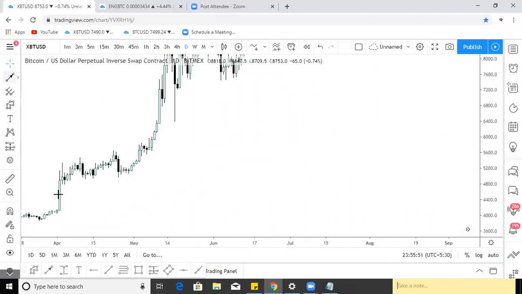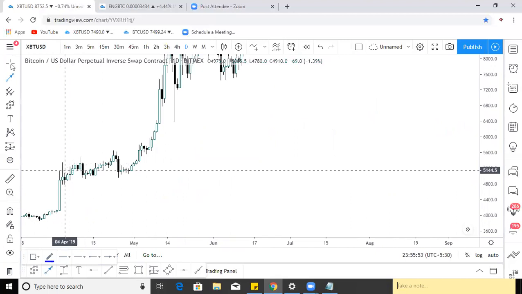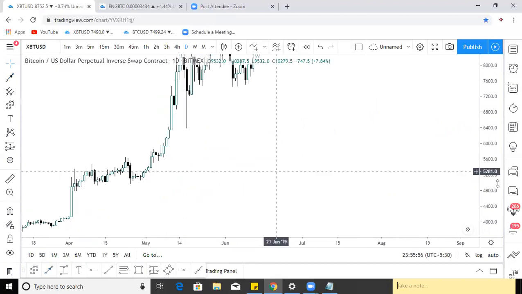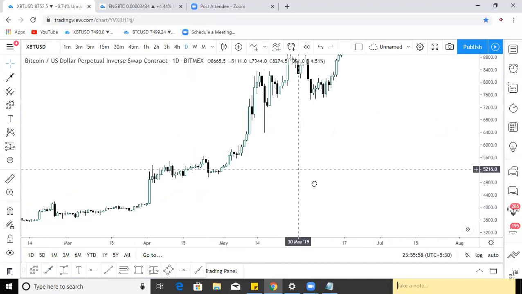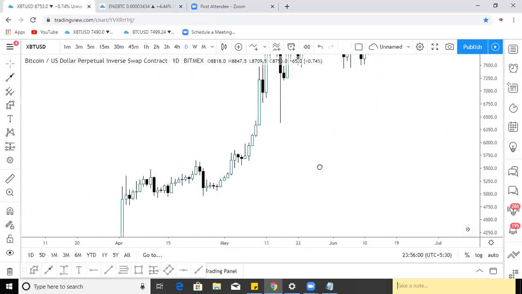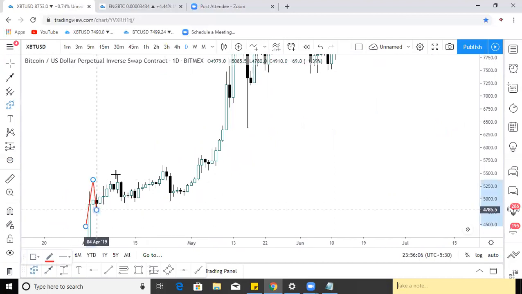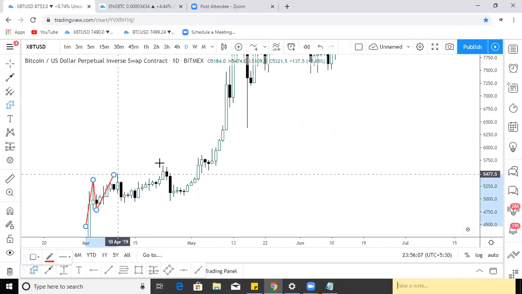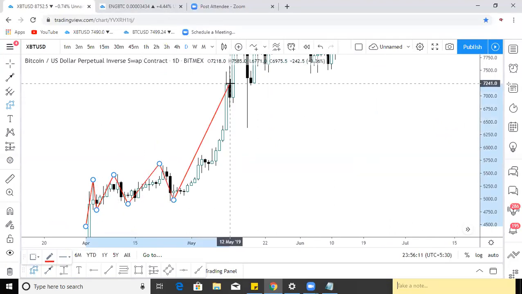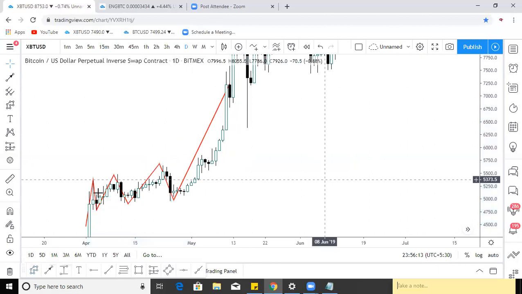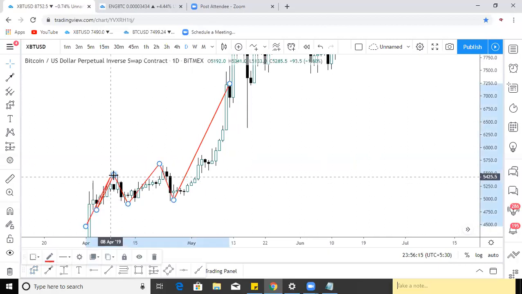If you see, price was going up. Let me first make it an uptrend. So price was coming up, going down, going up, going down, going up, and boom. This was the price movement. To make it simple, I'm taking this as the first move.